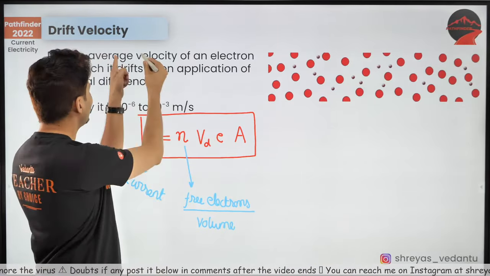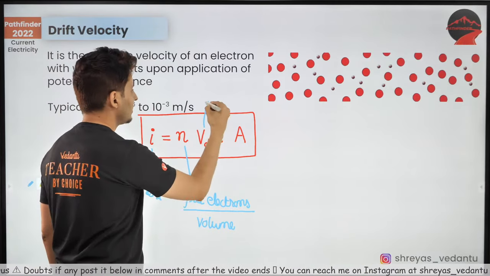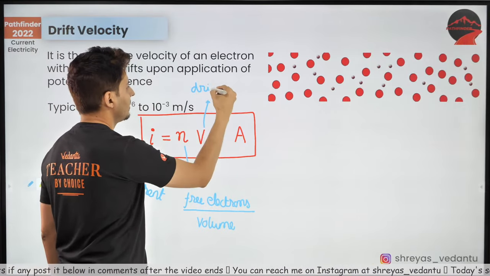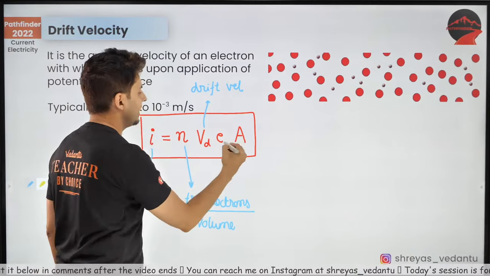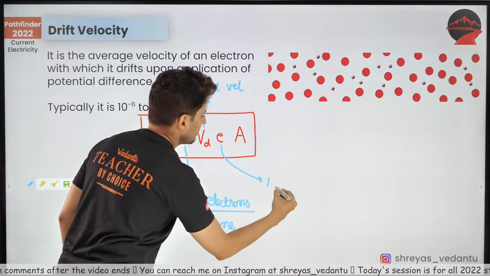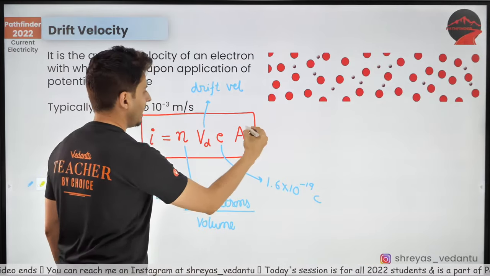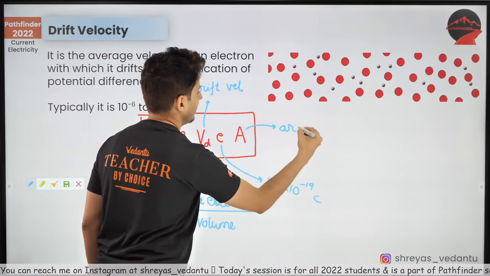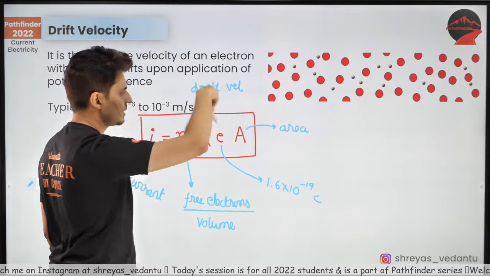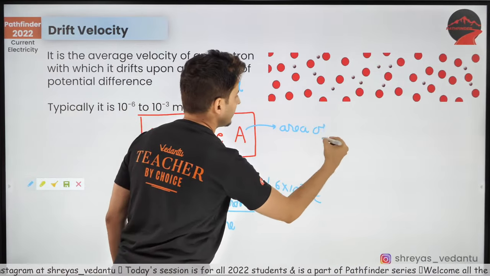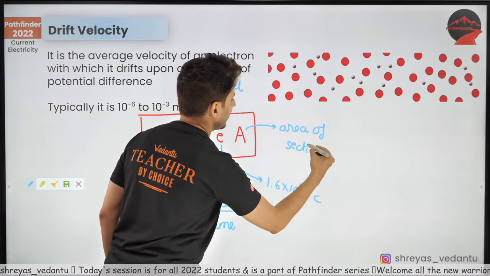This v_d, well, that's the drift velocity, of course. This itself is called the drift velocity. Okay, and this e is a standard value, 1.6 into 10 to the power minus 19 coulomb. And what is this A? That's nothing but the area of cross section. So area of the cross section is basically A.